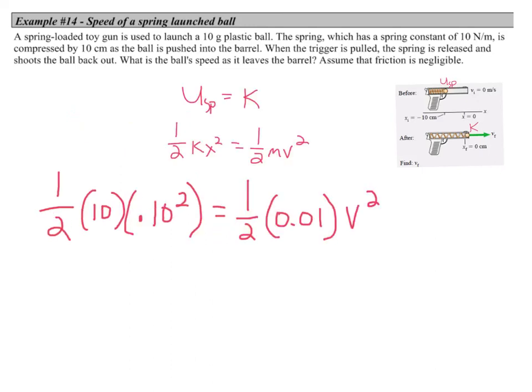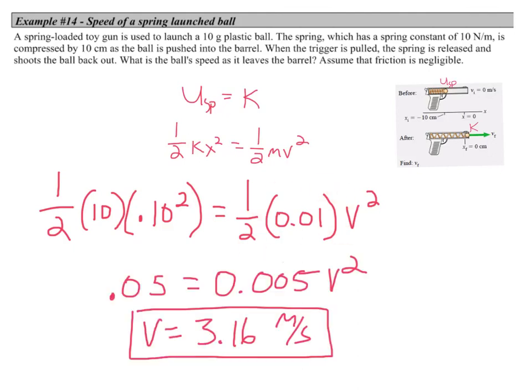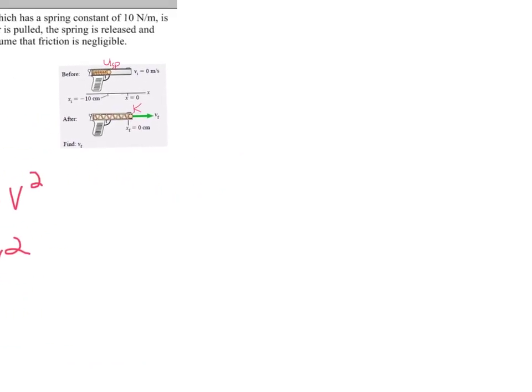So when we go to plug in our values, we have to be careful to convert our compression from the 10 centimeters into meters, so it's 0.1 meters, and our mass has got to be in kilograms. That's something we've always got to do: convert any distances into meters and any masses into kilograms. Once that's done, we plug in our values and we get a velocity out of the gun of 3.16 meters per second.